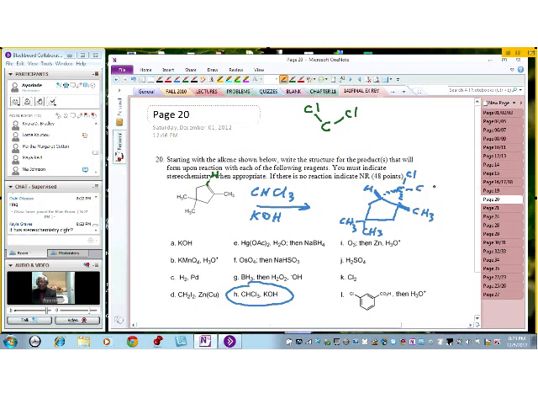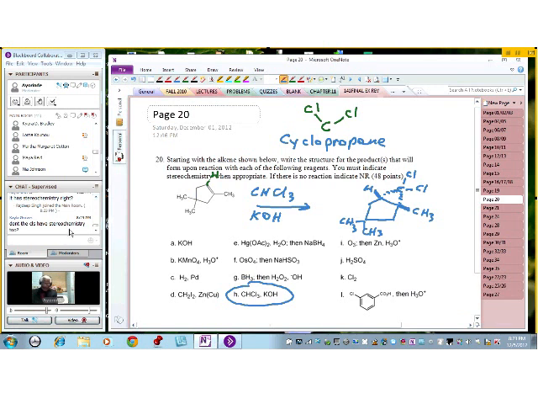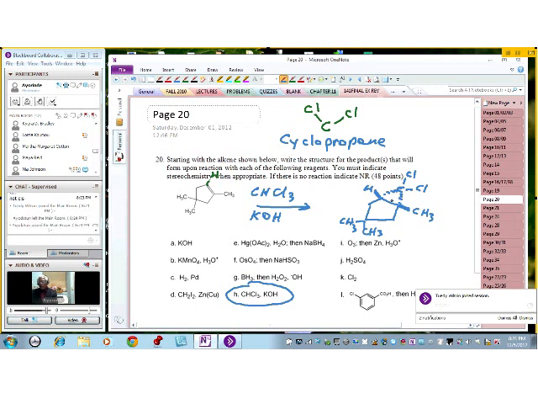So you end up getting a cyclopropane ring in which the two chlorine atoms are attached to the carbon of the cyclopropane ring. Don't the cis have stereochemistry? Yeah, the stereochemistry where this here is added on one side of the ring.